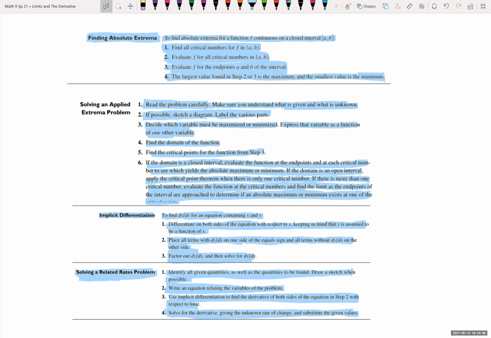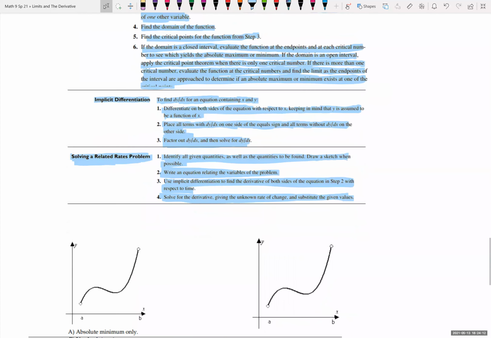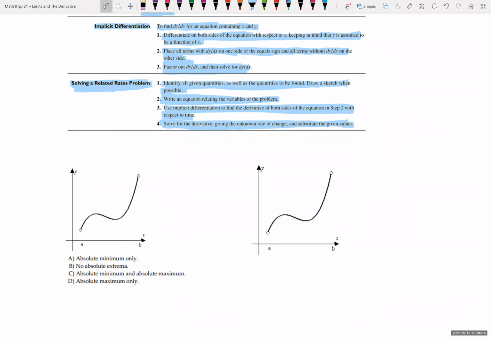So the first example I have here is a picture of a graph, and looking at the graph, you should be able to find, if it exists, absolute max, absolute min. So looking at that first graph on there, we want to know, is there an absolute minimum only? Is there no absolute extrema? Is there an absolute minimum and an absolute maximum, or just an absolute maximum only?